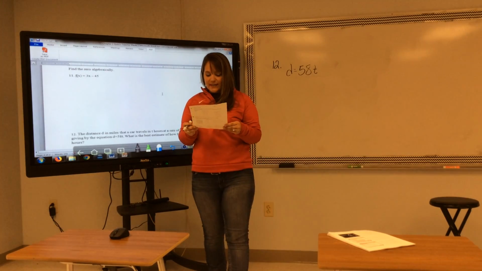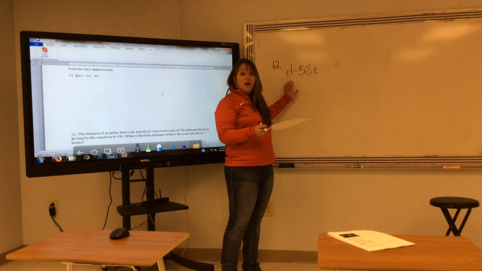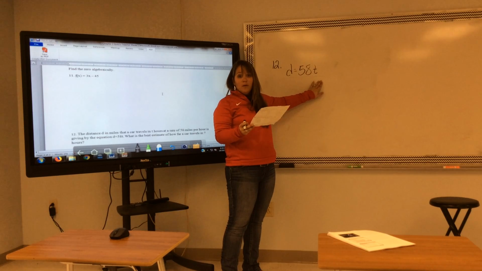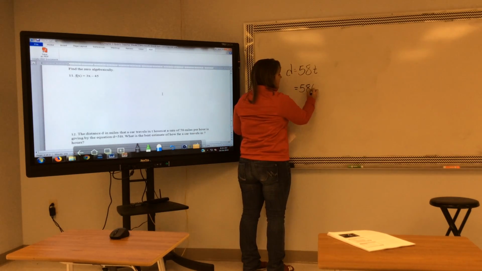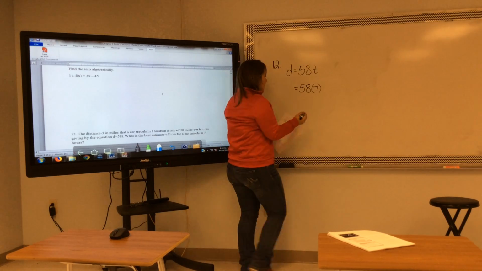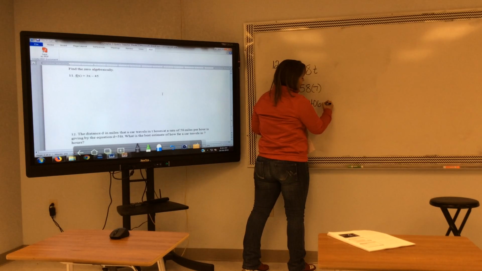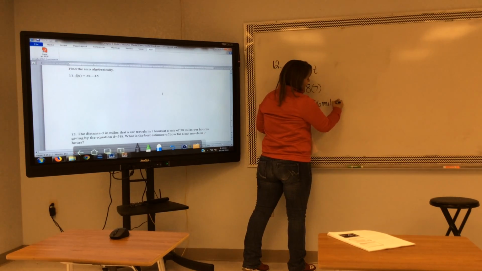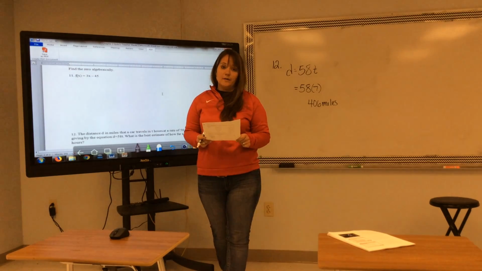It says, what is the best estimate of how far the car will travel? So what is the best estimate on the distance that it will travel in 7 hours? 7 hours, 7 for t, t is time. So all you do is plug in a 7 for t. 58 times 7 is 406. So in 7 hours, you can assume that they will travel about 406 miles.